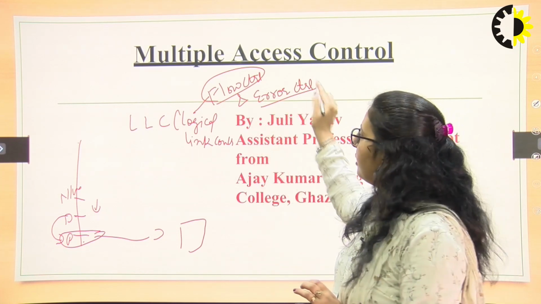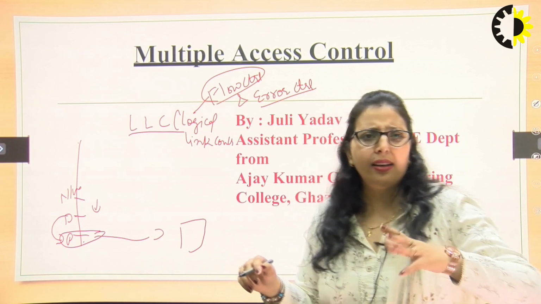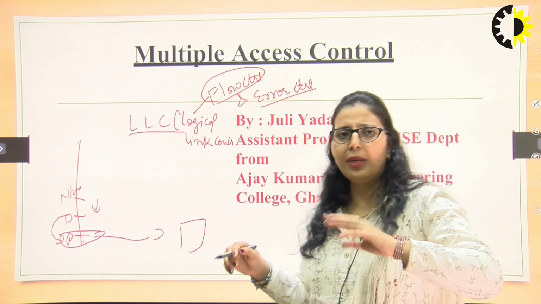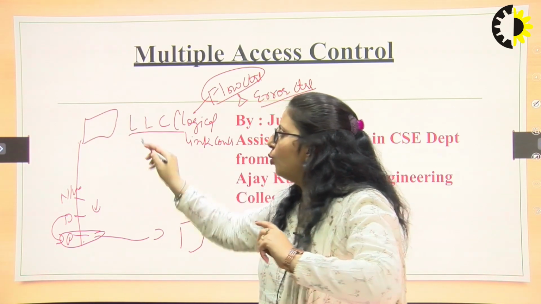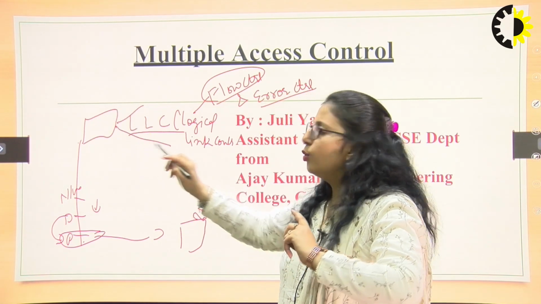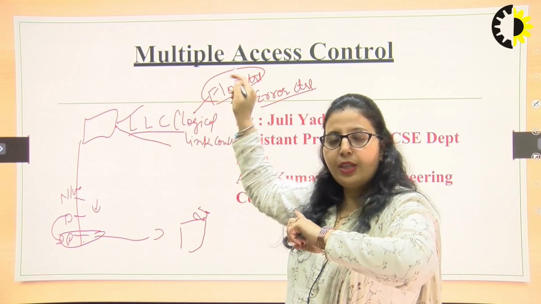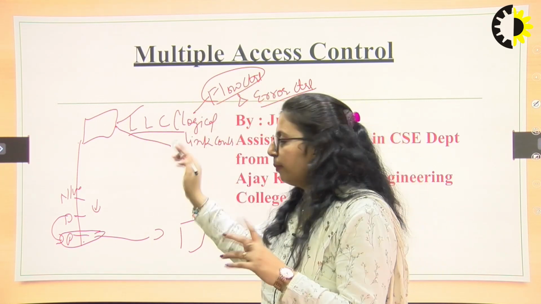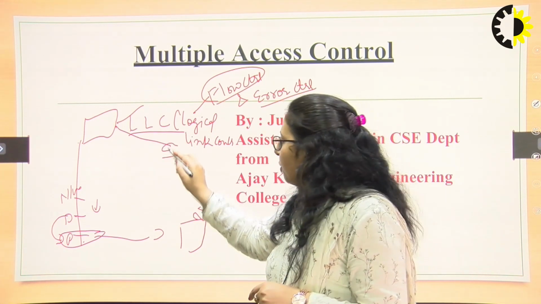So, we study these two things in the data link layer. It is further divided into two sublayers: logical link control, in which we study flow control, error control and many other techniques, and another one, multiple access control.